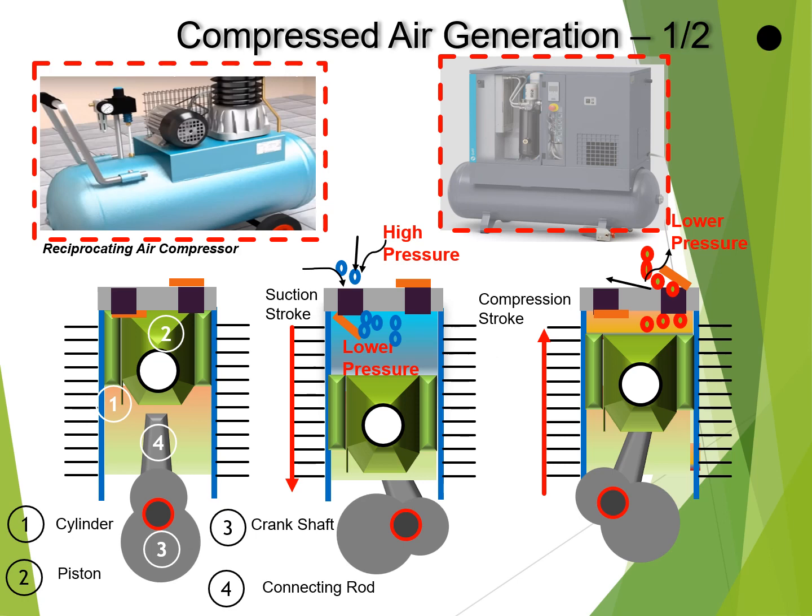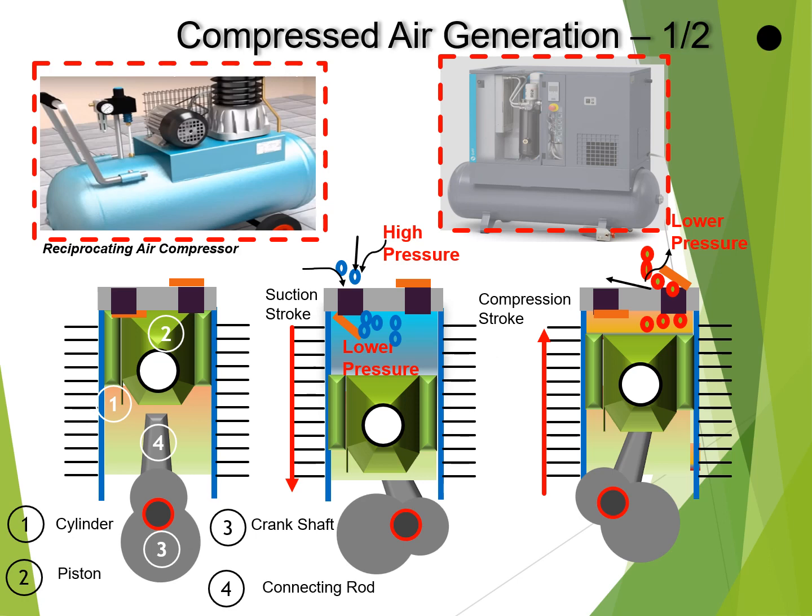As the piston moves up, the air starts getting compressed. This stroke is also known as compression stroke. Before the compression stroke is completed, the discharge valve opens and the compressed air is released from the cylinder. And then the suction stroke starts. So this is the cycle which keeps on repeating.